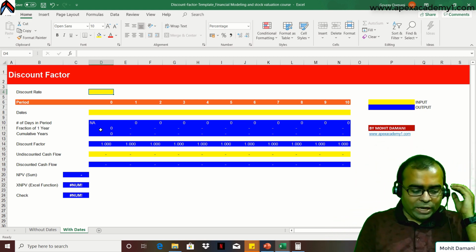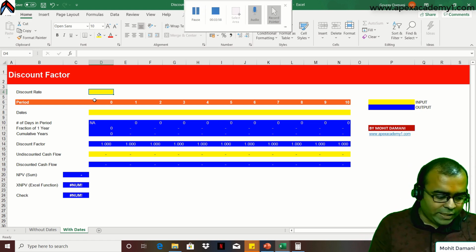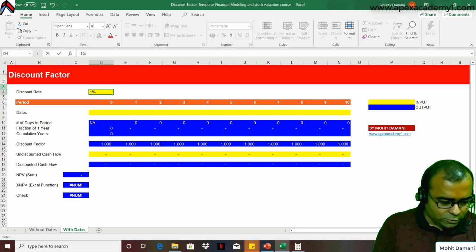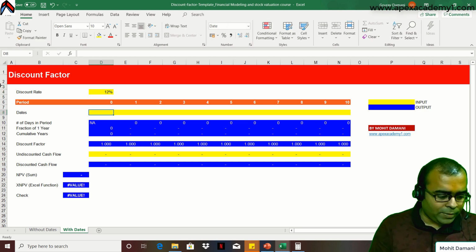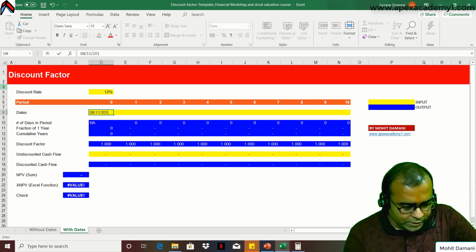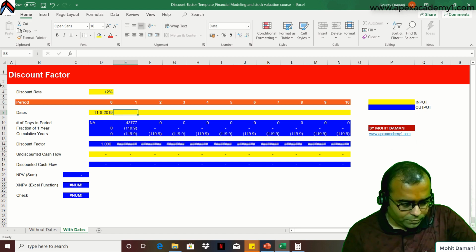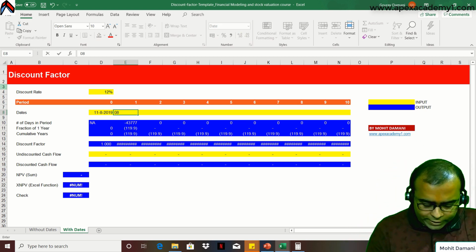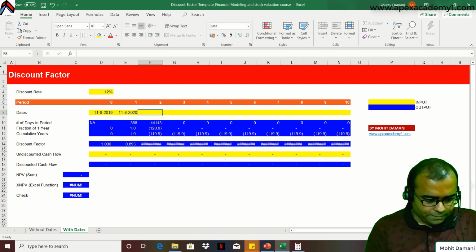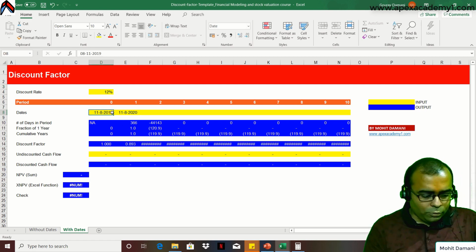So I hope you have opened the discount factor template, and in that template we are in the sheet with dates, and we are trying to again plug in the discount rate. So first plug in the discount rate, solving the same example. Now I need to plug in the date, 08/11/2019. Okay, now the next is 08/11/2020. Suppose I want to go annual only.